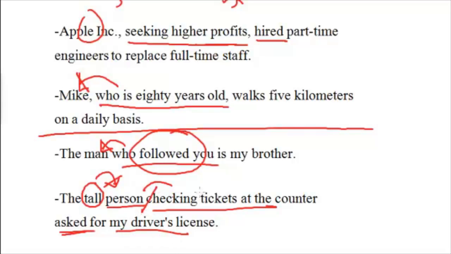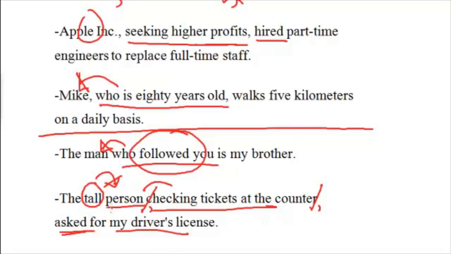Now, let's take this out. I don't want to say non-essential, right? Because it is essential. Let's take out, if we put commas over here, it becomes non-essential. The person asked for my driver's license. Okay, that's fine, right? It's a perfectly good sentence. Except what happened? The meaning completely changed, right?